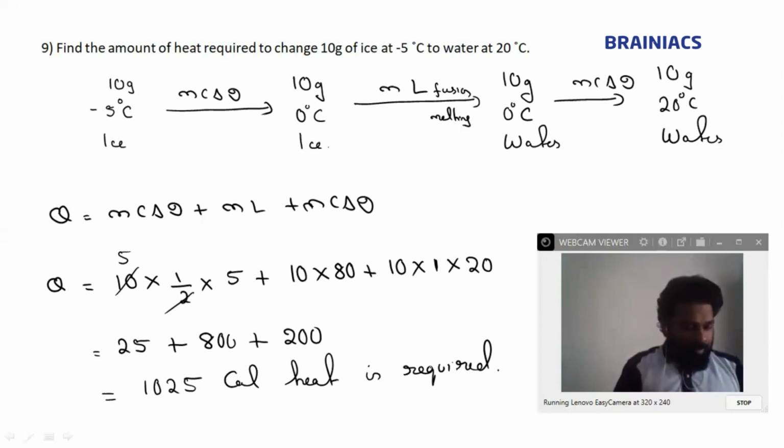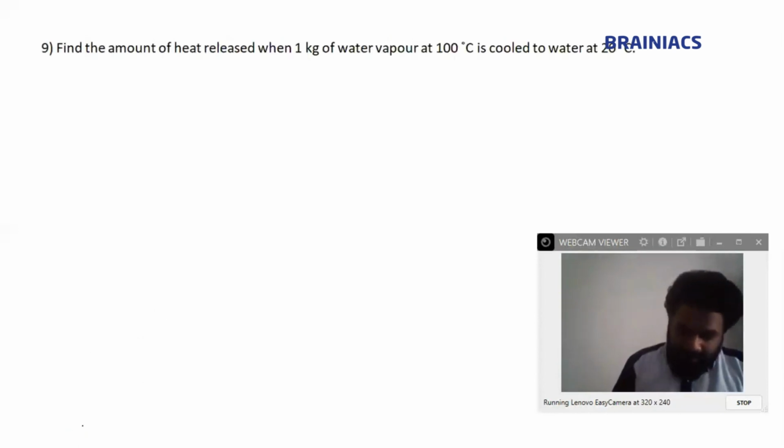Clear? Shall we move to the next question? Okay, next one. Find the amount of heat released when 1 kilogram of water vapor at 100 degrees Celsius is cooled to water at 20 degrees Celsius. Here I am going to write the heat directly. I am not going to explain the process and all. This is how you should also do.